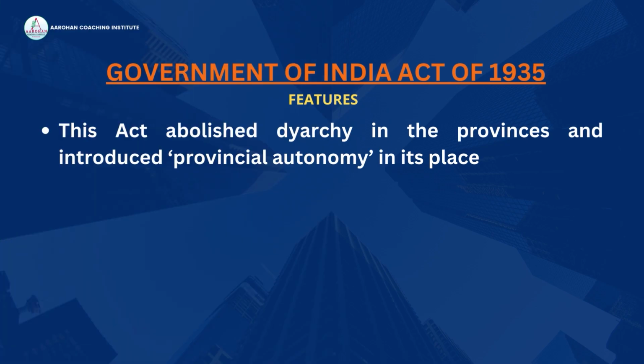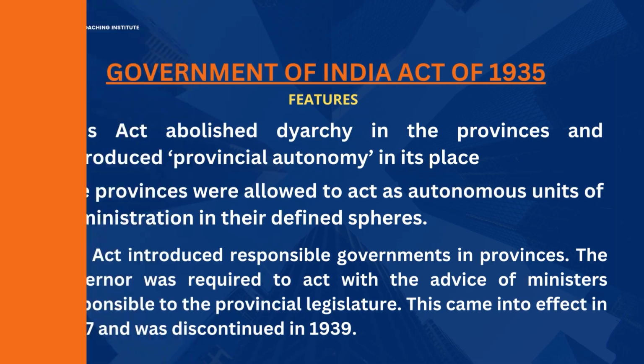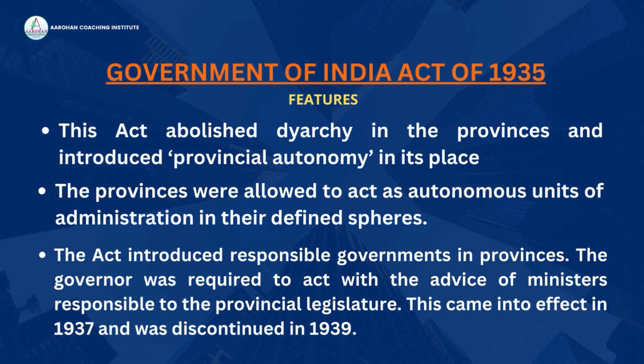Next, this act abolished diarchy in the provinces and introduced provincial autonomy in its place. The provinces were allowed to act as autonomous units of administration in their defined spheres. Moreover, the act introduced responsible governments in the provinces. The governor was required to act with the advice of ministers responsible to the provincial legislature. This came into effect in 1937 and was discontinued in 1939.